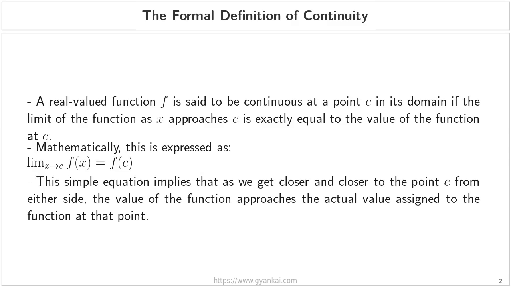What this simple equation actually implies is that as we move closer and closer to the point c from either the left or the right side, the value that the function is approaching must be the exact same as the actual value assigned to the function at that specific point. In the next slide, we will break this definition down into a three-step checklist to make it easier for you to verify continuity in your problems.